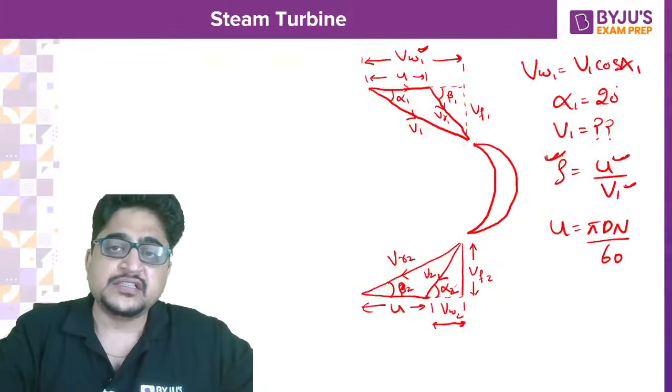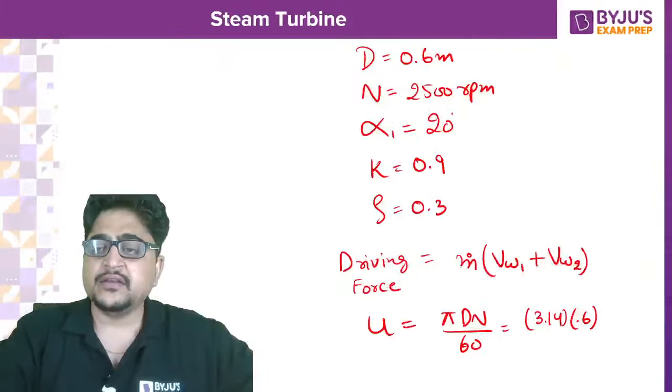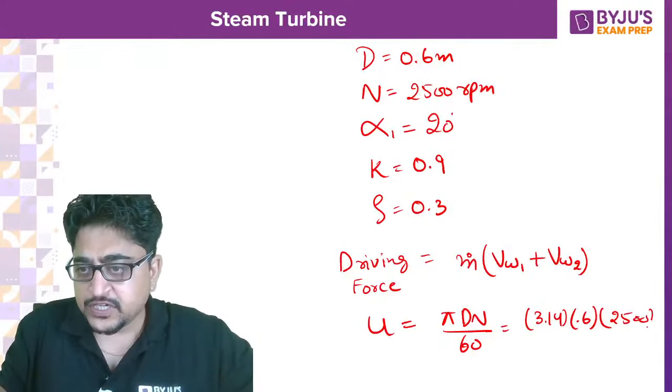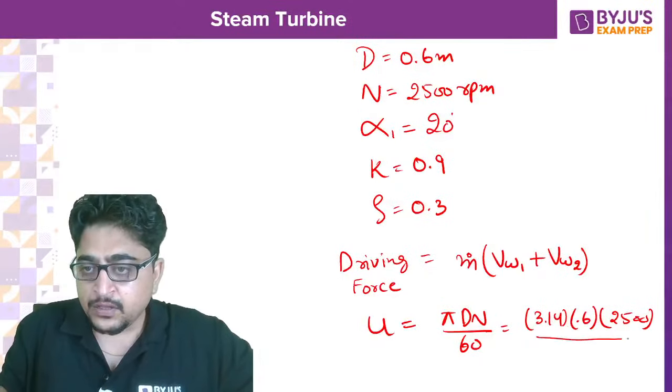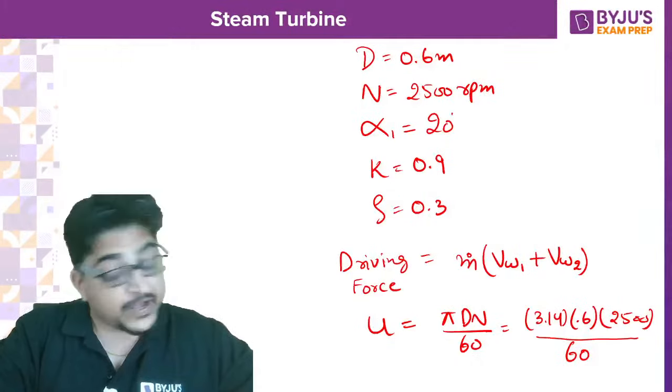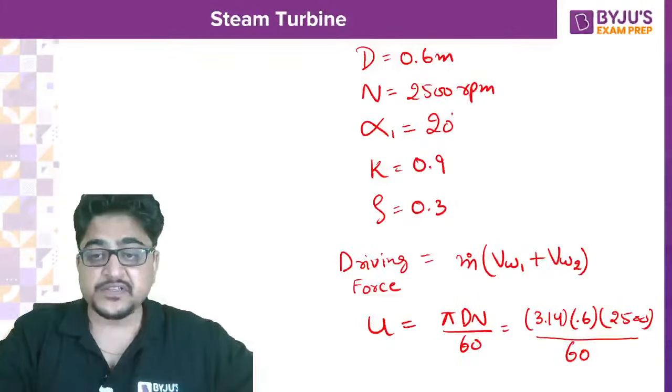Parvinder, have you not done these type of questions? What is N? N is 2500. Parvinder, you have not done these kind of questions? Your answers are not coming from your side. These are important, and these are very important with respect to the engineering services examination.